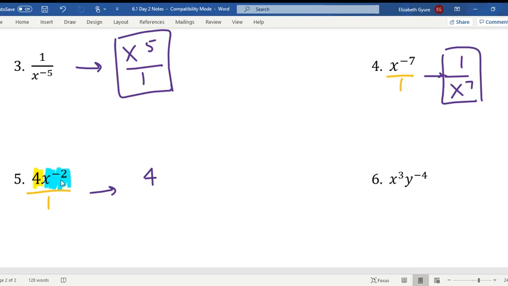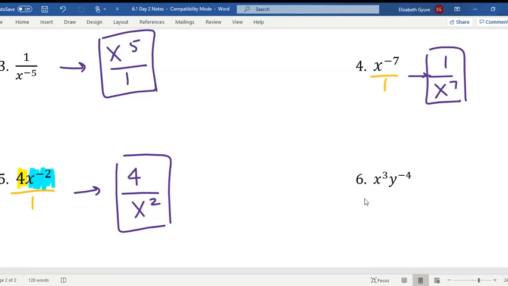Hayden said this. Someone else tell me, what does this mean? Yeah, what was that, Jacob? Yeah, it needs to go to the bottom. Exactly. This x to the negative second needs to move to the bottom and switch from a negative 2 to a positive 2. Yeah, exactly. So the 4 stays. It had nothing going on with it, but that x had to move.